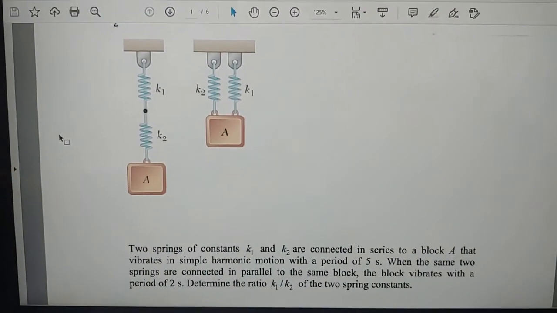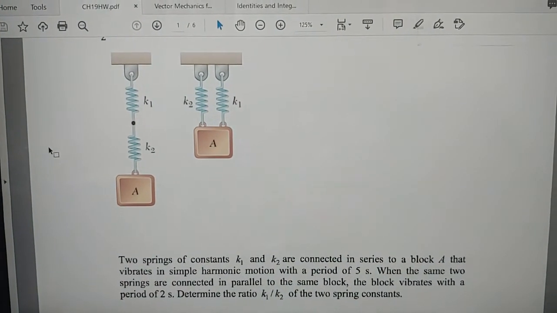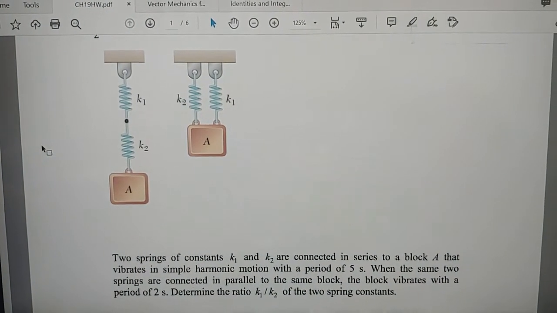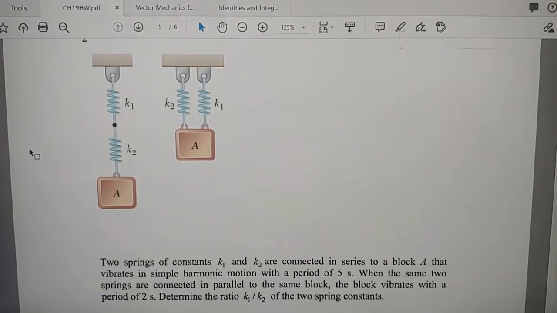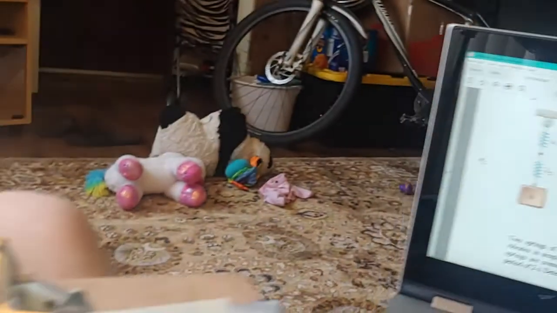Two springs of constants K1 and K2 are connected in series to a block A that vibrates in simple harmonic motion at the period of 5 seconds. When the same two springs are connected in parallel to the same block, it vibrates at the period of 2 seconds. Determine the ratio K1/K2 of the two spring constants.